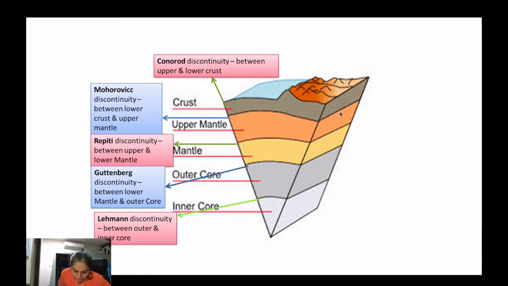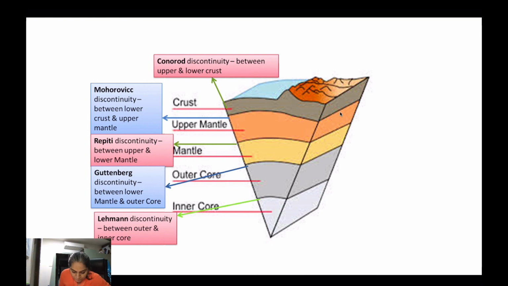The first one that we need to remember is between the lower and the upper crust. As such, the upper and the lower crust is still part of the crust, and there is not a lot of difference, but still there is a difference in density, because the upper crust might have continental crust, which might be a little less dense, and then there's Sima, which is a little more dense, which is the oceanic crust. So basically, to mark that density difference, the first discontinuity is the Conrad discontinuity.